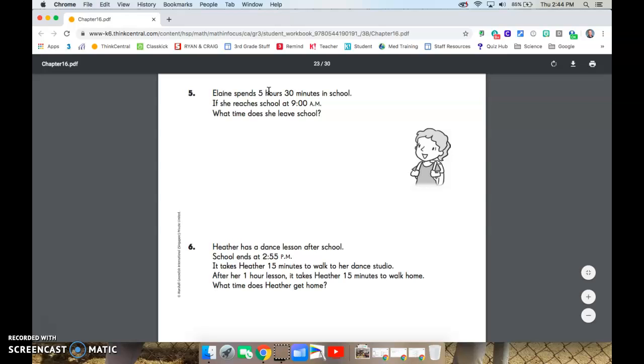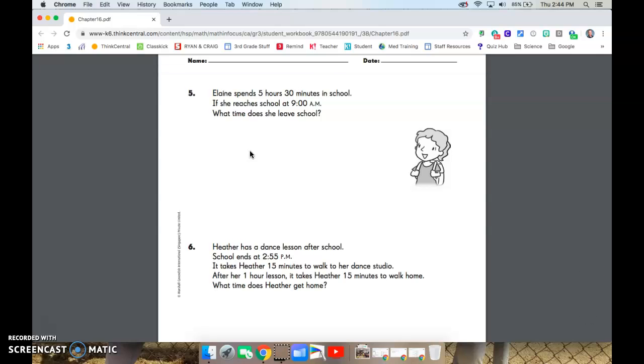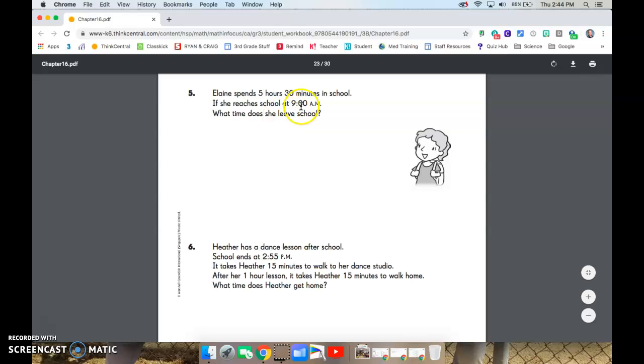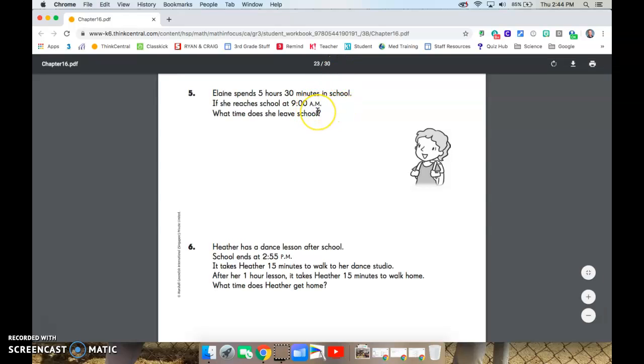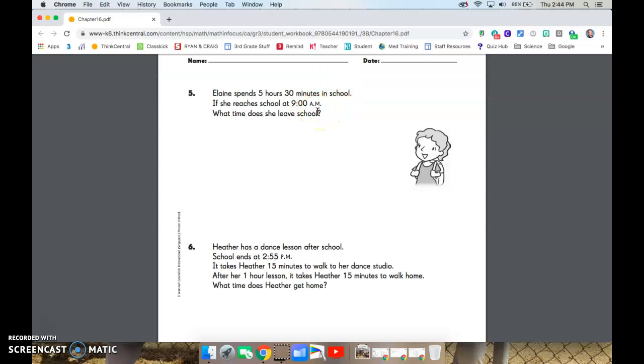Number 5, Elaine spends 5 hours, 30 minutes in school. If she reaches school at 9 o'clock a.m., what time does she leave school? So again, let's start at 9, okay? And we're going to count up 5 hours. So we have 10, 11, 12, 1, 2. I know you can't see me right now, but I have 5 fingers up. That's my 5 hours. So it's 2, and then we have our 30 minutes to go yet. So 2:30. We flipped the noon there, so we have to switch it from a.m. to p.m. So 2:30 p.m.